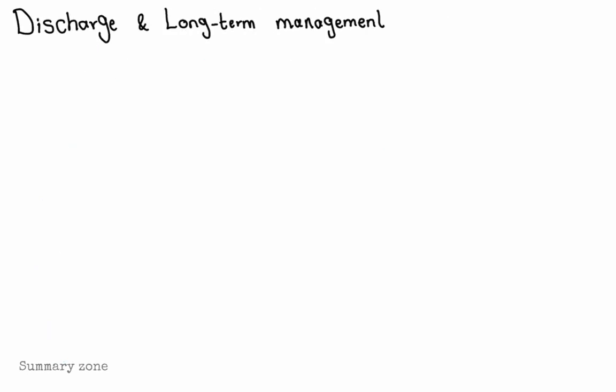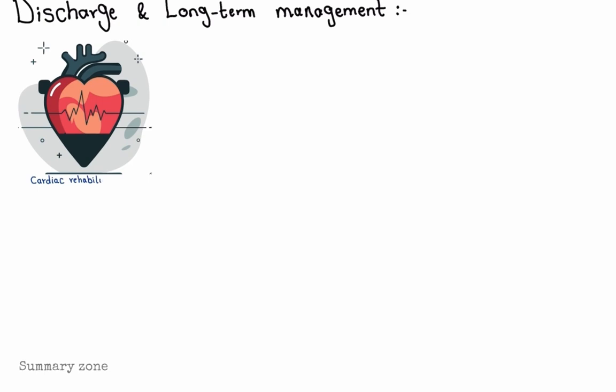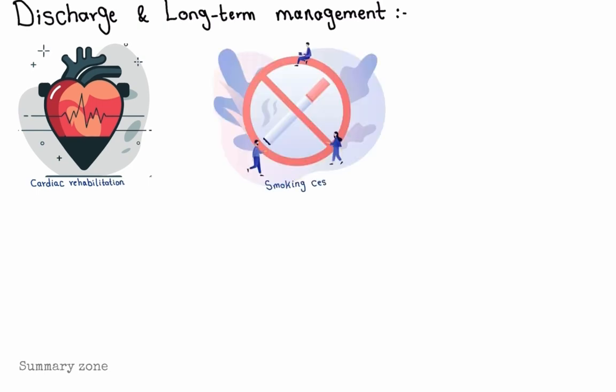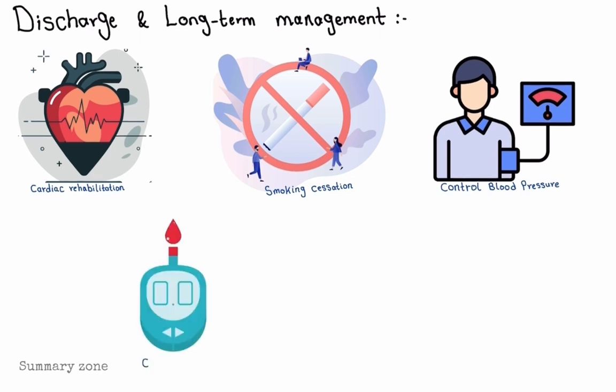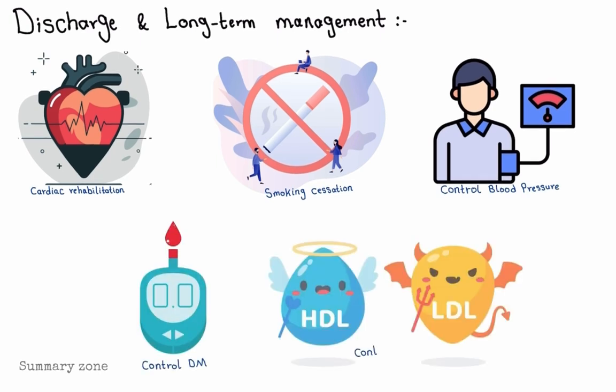Discharge and long-term management. After the acute event, management continues for life. On discharge, refer the patient to cardiac rehabilitation, counsel on smoking cessation, control blood pressure, target 130/80 mmHg, control diabetes, target HbA1c 7%, control lipids with a target LDL cholesterol of less than 55 mg per deciliter.